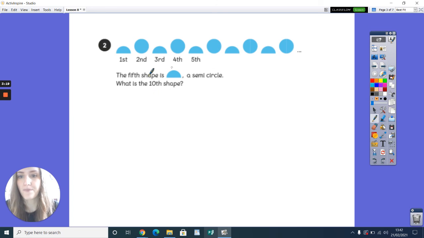Okay, right. So same pattern. We've got 1, 2, 3, 4, 5, 6, 7, 8, 9, 10. The 10th shape we've counted. We know that the 10th shape is a circle. Is 10 odd or even? That's right, it's even, and on all of the even numbers, they are all circles: 2, 4, 6, 8, 10.